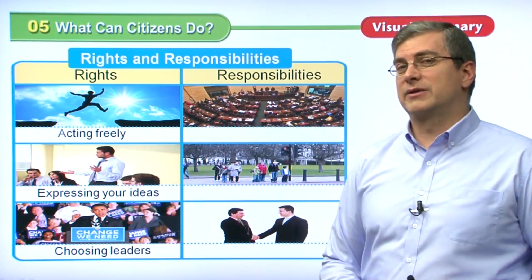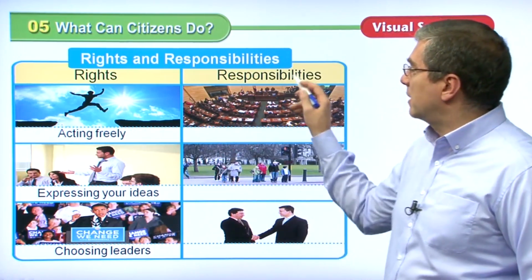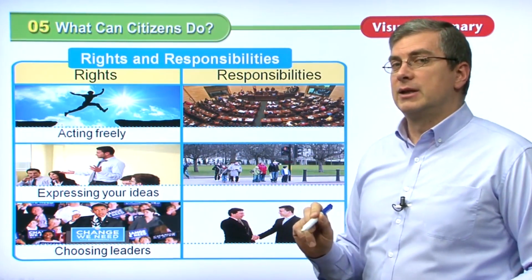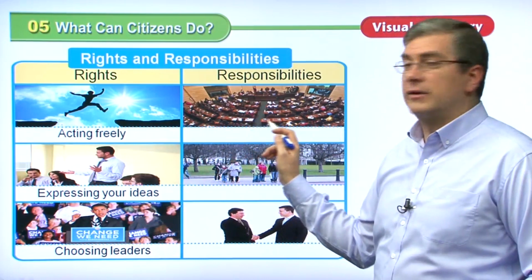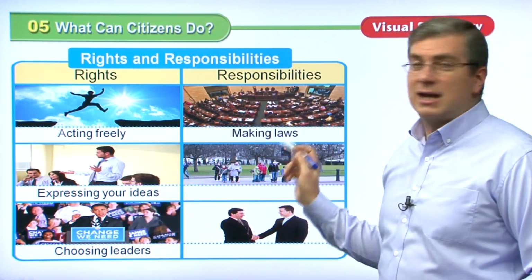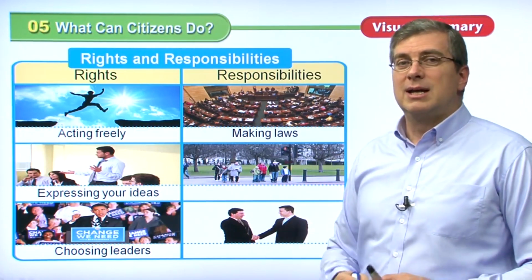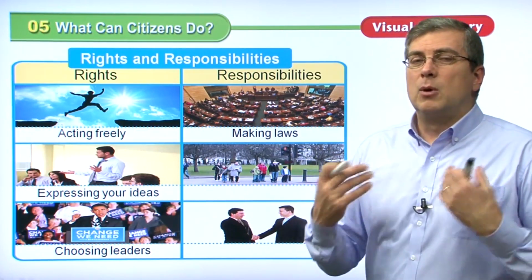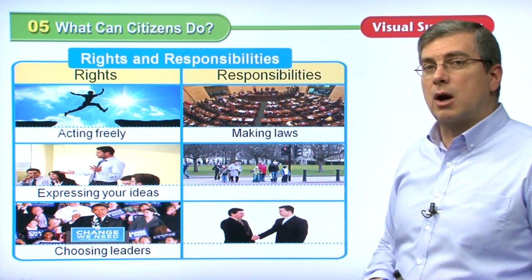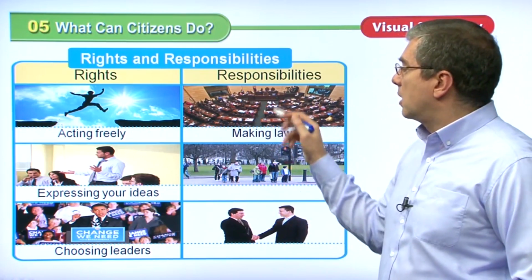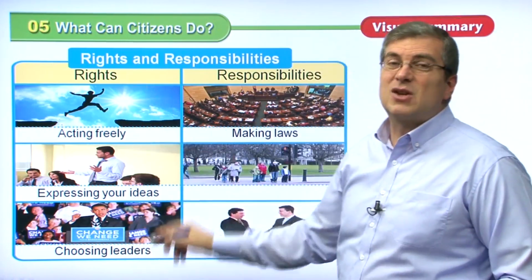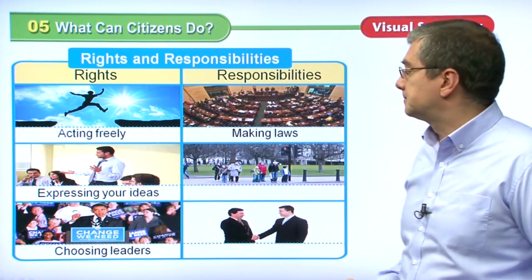It's also a responsibility. Remember when we talked about responsibilities, part of our responsibility is to choose the leaders who will do what? What will the leaders do? They will make laws. So that's our responsibility in a democratic society. It's partly making laws. We don't make the laws, but we do our part by choosing leaders who make the laws. So that's doing our part, right? So that's part of our responsibility. Remember, choosing leaders is not just a right, it's also a responsibility.